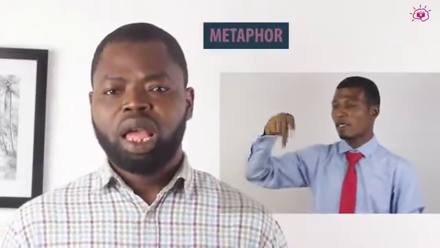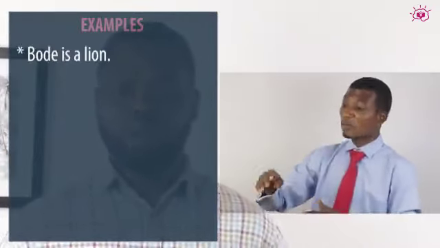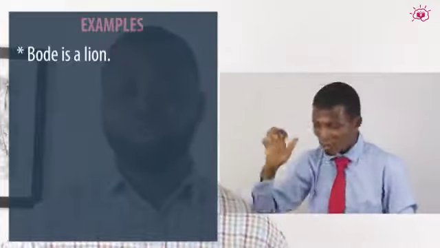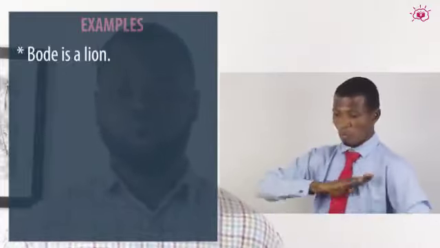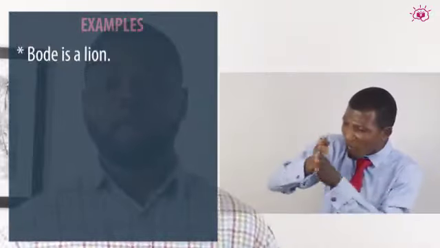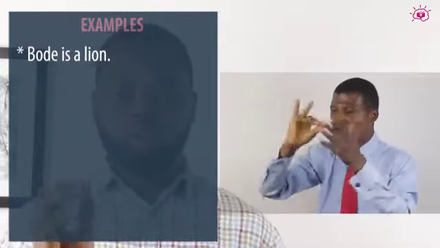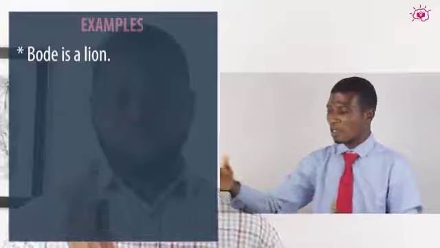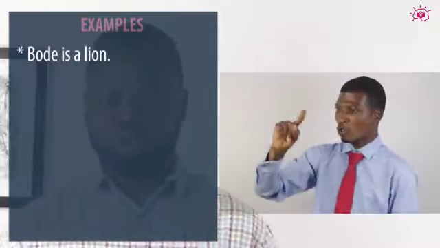Moving on to number 2, metaphor. A metaphor is an advanced form of the simile, only that in this case, it does not make use of as and like and as and as. It goes direct to say one thing is another. So instead of saying Bode is like a lion, I could just say Bode is a lion. Meaning that Bode is intimidating, is courageous, is strong, and bold. So it is a direct comparison between two things, giving the attribute of one directly to the other.